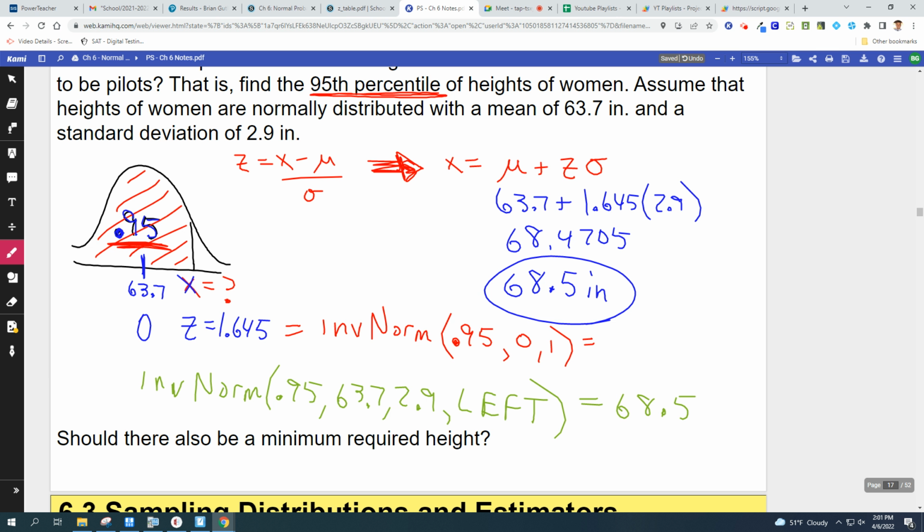Should there also be a minimum height requirement? Well, this isn't really a math question, more of a common sense question. Yeah, so they can reach all the stuff. So that might be an answer. Yes, so they can reach all controls.